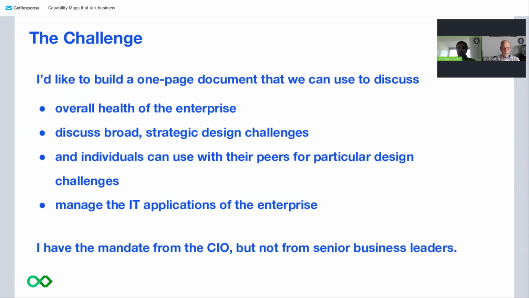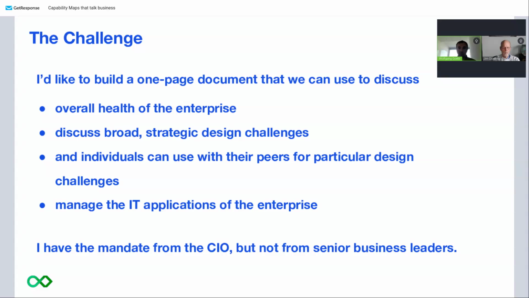So the challenge is to build a one-page document, enterprise on one page, that the whole enterprise can use to discuss also the overall health of the enterprise, heat mapping, not only by IT health, also by business. Where are we good at? How can we heat map by performance criteria? So a map that can be used for strategic design challenges, to foster a broad discussion.